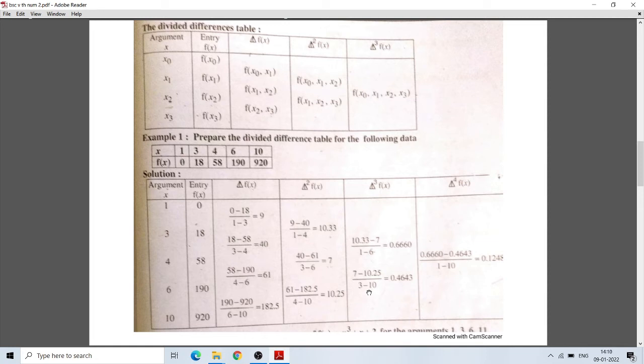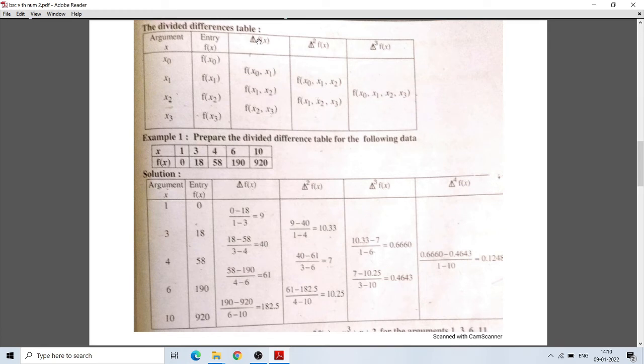We know from the previous classes how we can prepare the forward difference table, backward difference table and central differences. Now we are going to form the divided difference table. Arguments are the same here: x0, x1, x2, x3. Entry values f of x are f of x0, f of x1, f of x2, f of x3. This is the first order: f of x0, x1, f of x1, x2, f of x2, x3. This is the second order. This is the third order.